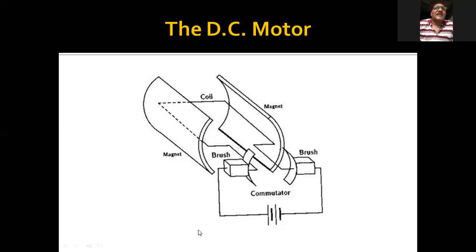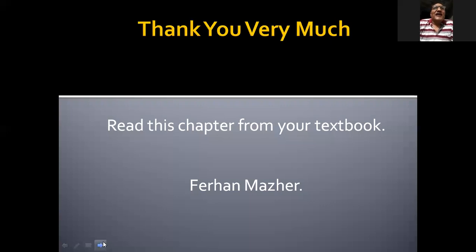So that's it. This was the chapter Electromagnetism. It ends at the DC motor. I hope that it's clear to you. And thank you very much, everybody. And I hope that I am of some help to you in learning physics.